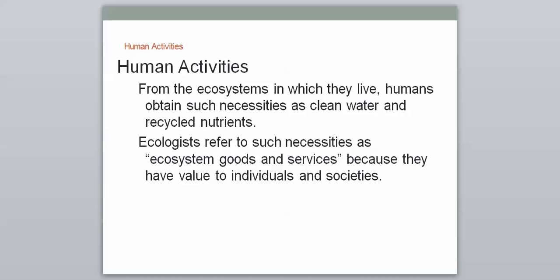With human activities, from the ecosystems in which they live, humans obtain such necessities as clean water and recycled nutrients. Within the ecosystems that we live in, we take out our clean water and nutrients, and ecologists refer to such necessities as ecosystem goods and services because they have value to individuals and societies. We call them goods and services because that's basically like what Walmart provides you. They provide goods and services to you. So ecologists refer to the things that we take out of nature as goods and services because, again, we need them to survive. However, we're going to have to take a look at whether we are doing enough to replenish all this.